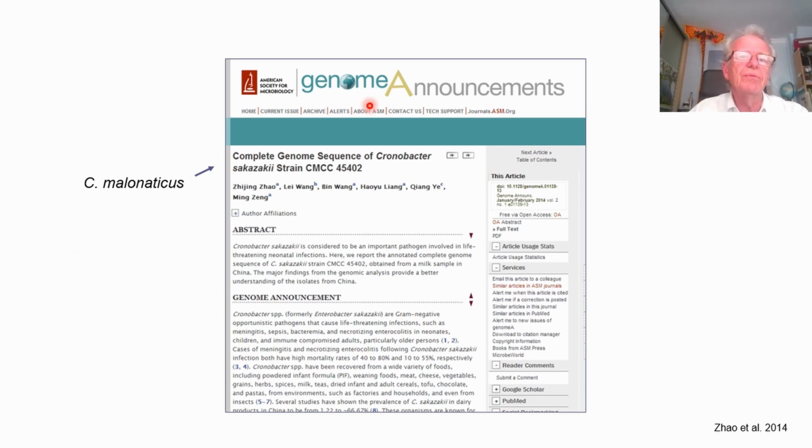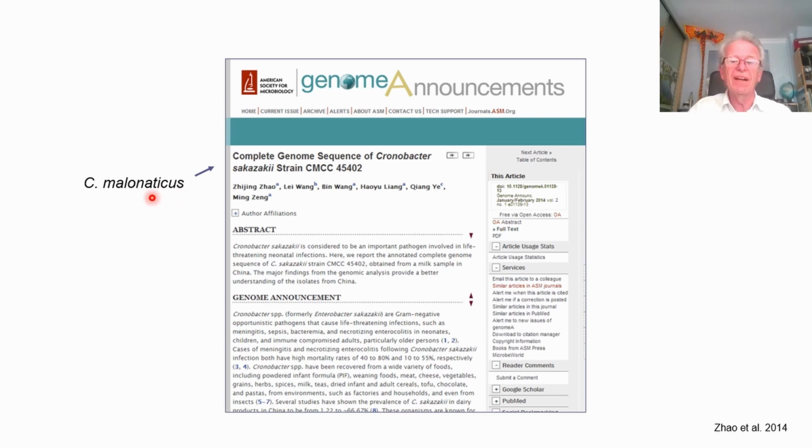This is an example from Genome Announcements, and when this paper came out, we had a race in the laboratory as to who could work out what's called the sequence type first. And it says here, complete genome sequence of Cronobacter sakazakii strain CMCC 45402. It took 15 seconds to find out this was a misidentified species, because I looked up a key allele, which is known as the fusA allele in the MLST scheme, and it was the wrong allele for any Cronobacter sakazakii that we knew of.